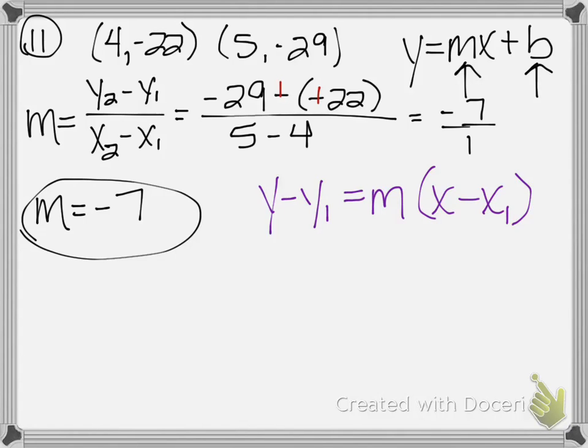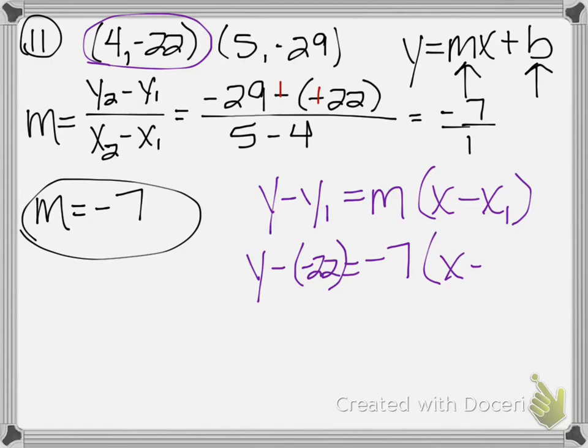And what we're going to do is we're going to put in the negative 7 for the m. The y, it's y minus the y coordinate. Now I actually have more information than I need, so I just pick one of the coordinates. It doesn't matter which one. I'll just pick the first one. So y minus the y coordinate, so that'd be minus negative 22, equals negative 7 times x minus the x coordinate. There still needs to be a y and an x in your equation.